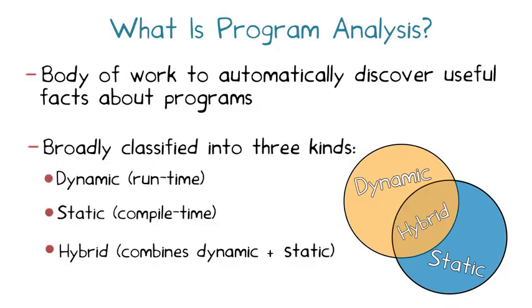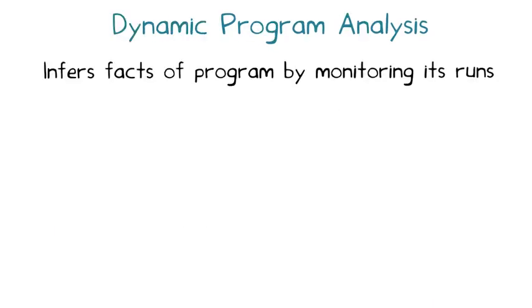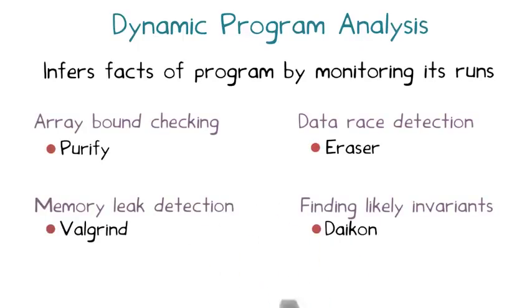Let's take a closer look at dynamic and static analyses. Dynamic program analysis infers facts about a program by monitoring its runs. Here are 4 examples of well-known dynamic analysis tools. Purify is a dynamic analysis tool for checking memory accesses such as array bounds in C and C++ programs.